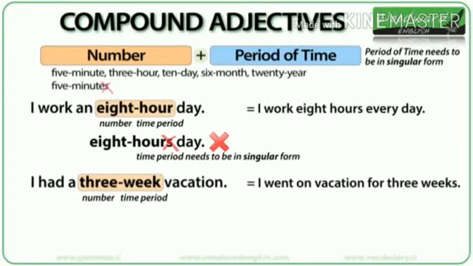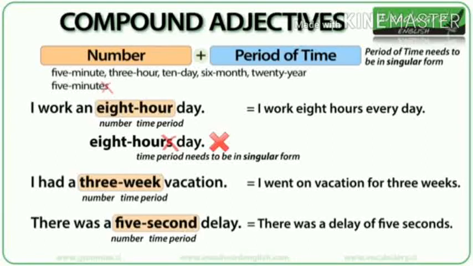I had a 3-week vacation. That means I went on vacation for 3 weeks. That is the meaning of the sentence. There was a 5-second delay. That means there was a delay of 5 seconds. So now 8-hour, 3-week, 5-second. These are the compound adjectives, and they are expressed in singular form, not plural form. This is the thing that you must notice in this page, my dear children.